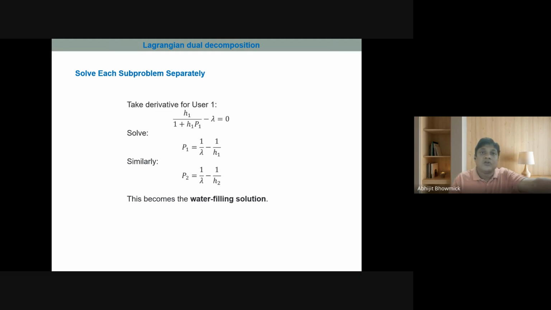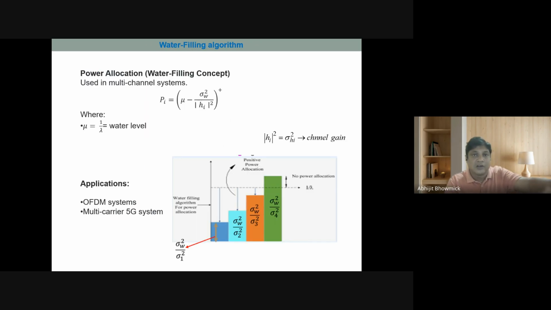If we do this, for user 1 it will come like this. If you resolve this equation, I'll take a problem. There you can see that P1 and P2 values are this one. This looks like a water filling solution. I'll tell you the water filling algorithm later. Now this is the water filling algorithm. See how this water filling algorithm works.